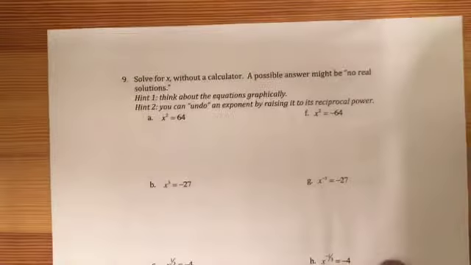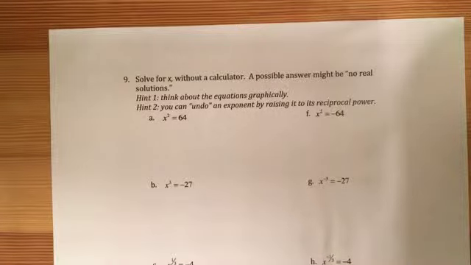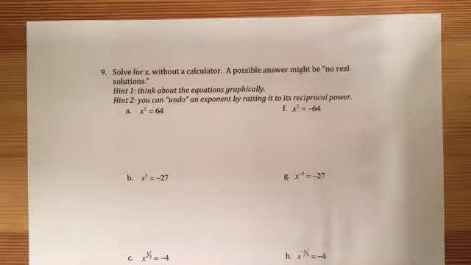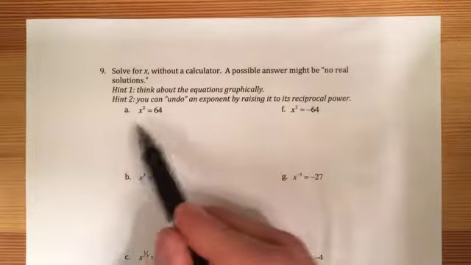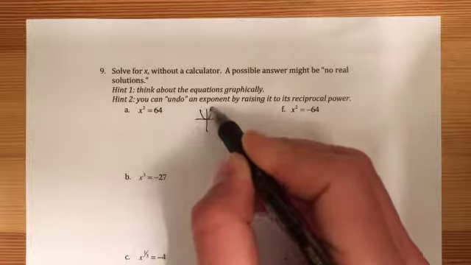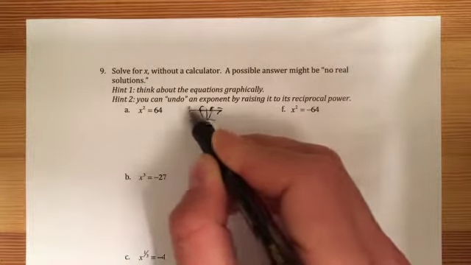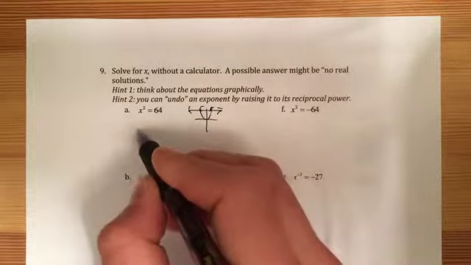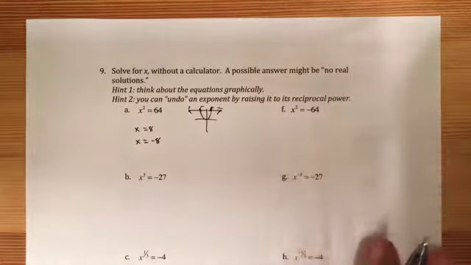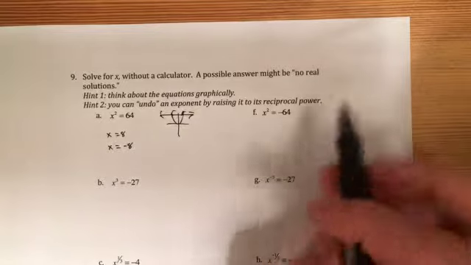Coming back here, we get into some of the hard work. So it says solve for x without a calculator. Possible answer might be no real solutions. Hint 1, think about the equations graphically. Hint 2, you can undo an exponent by raising it to its reciprocal power. So x squared equals 64. Well, x squared looks like this. 64 looks like this. I should have two solutions, and they happen to be x equals 8 and x equals negative 8. X squared equals negative 64.